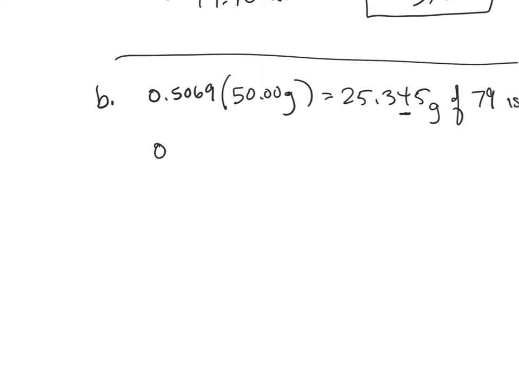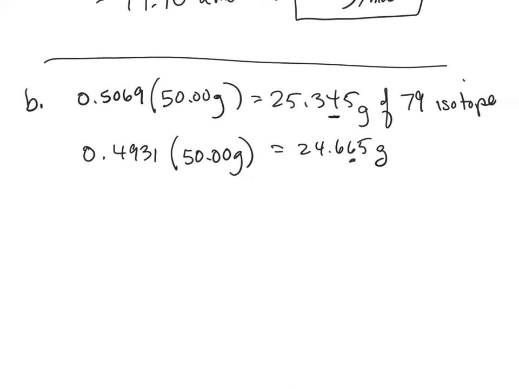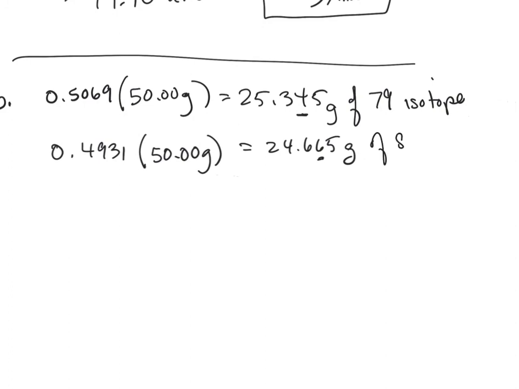And then the other one is 0.4931 times the 50 gram sample. And then this one is going to be 24.665 grams of the 81 isotope in the 50 gram sample.